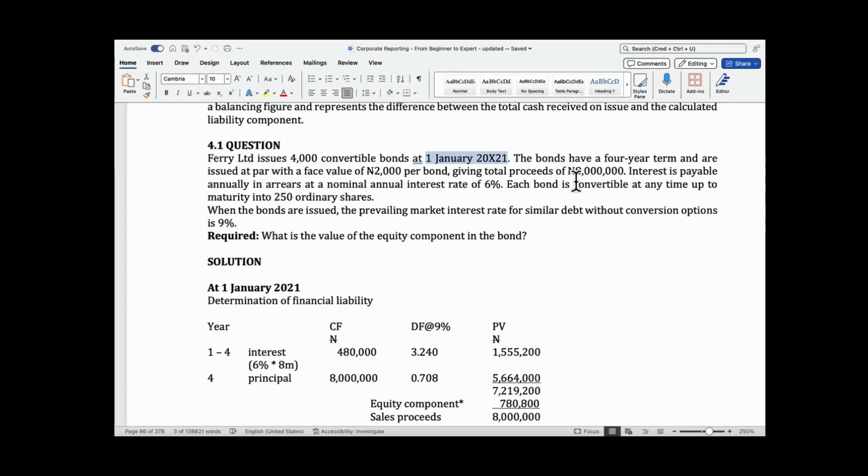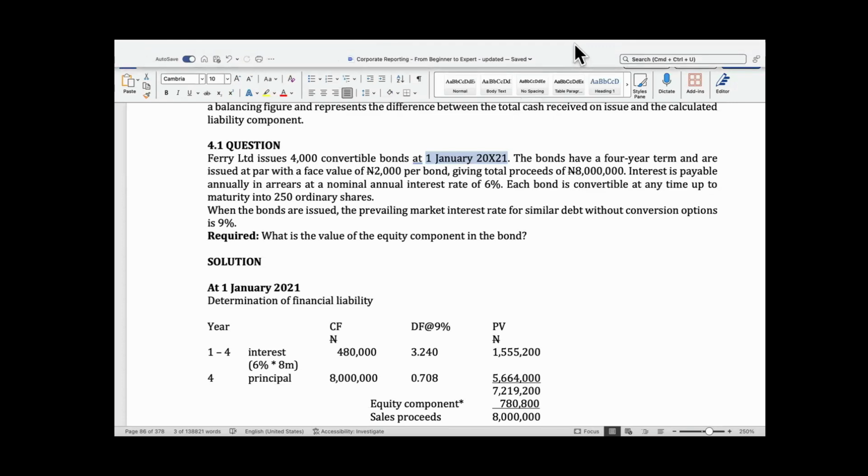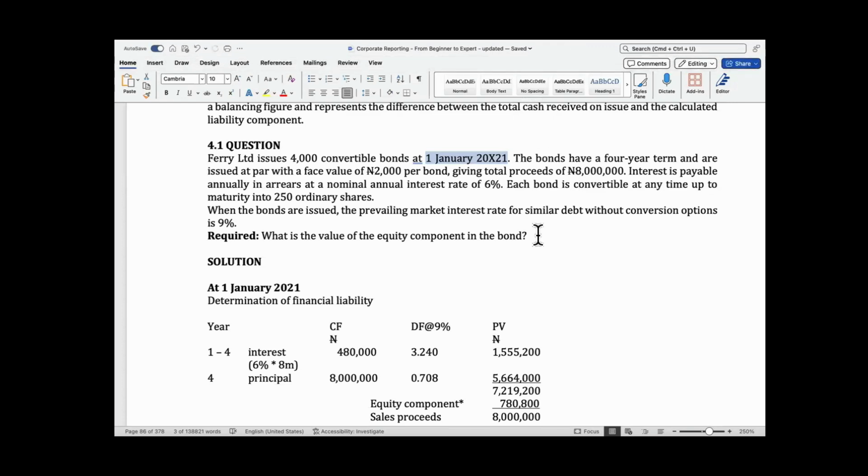Interest is payable annually in arrears at a nominal annual interest rate of 6%. Each bond is convertible at any time up to maturity into 250 ordinary shares. When the bonds are issued, the prevailing market interest rate for similar debts without conversion options is 9%. What is the value of the equity component in the bond?